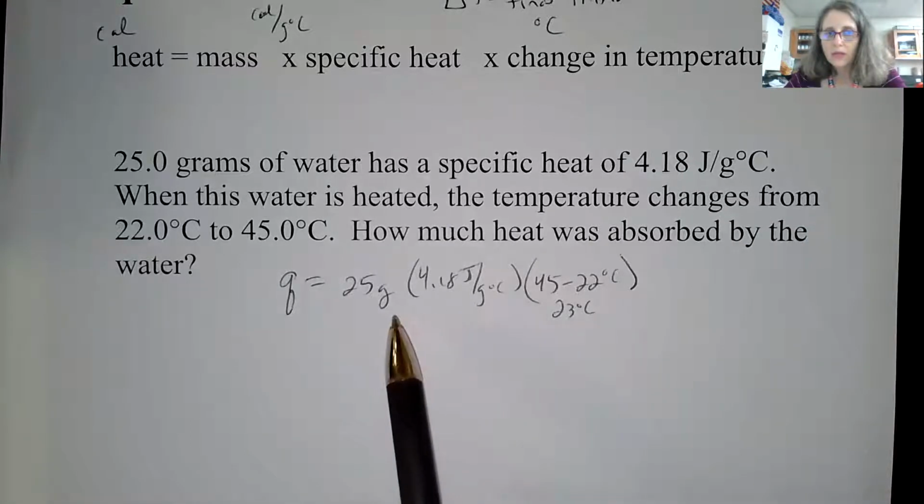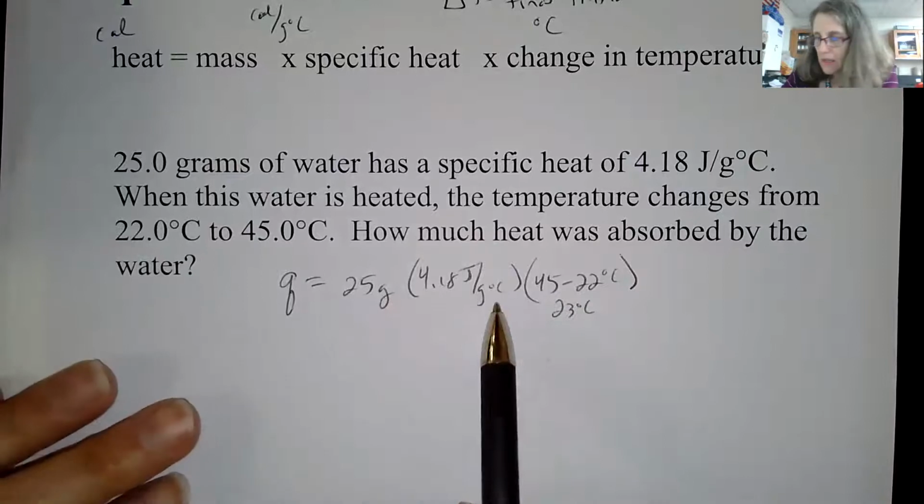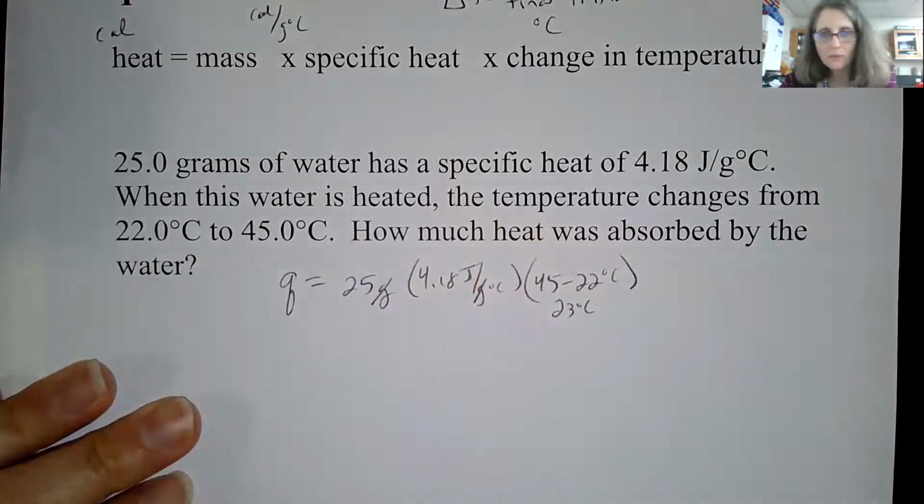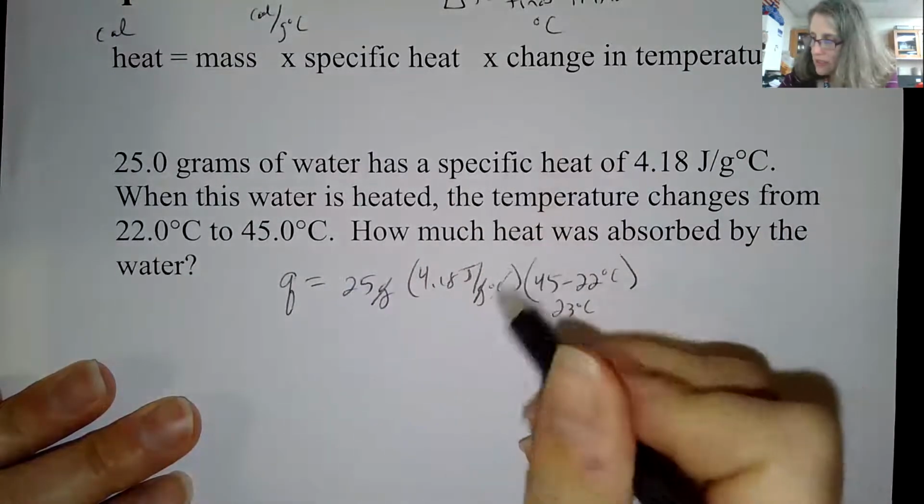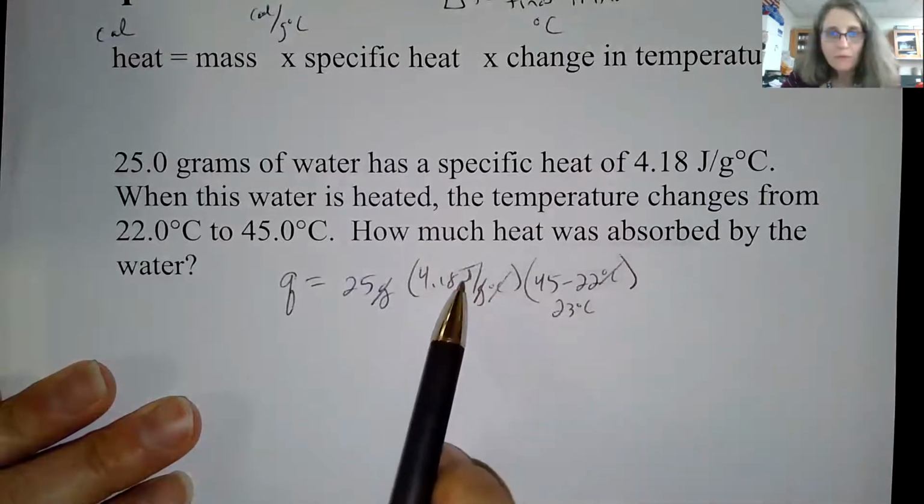So what do my units come out to be? Well, this is grams, and grams is on the bottom here. So grams cancels grams. And then my degrees Celsius cancels degrees Celsius. So I'm left with joules.